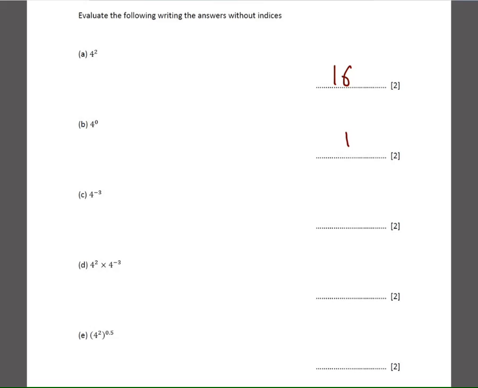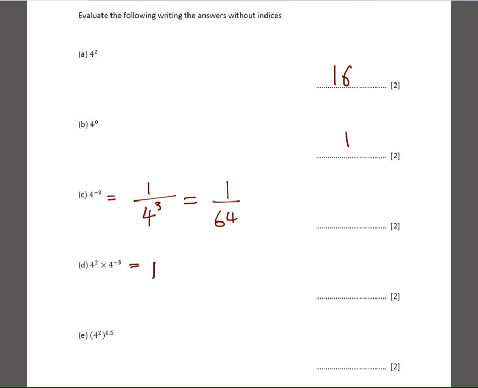4 squared, 4 times 4 is 16. 4 to the power of 0, well, anything to the power of 0 is 1. 4 to the power of minus 3, well, the negative indice there means you take the reciprocal, so it's really 1 over 4 cubed. 1 over 4 cubed is 1 over 4 times 4 times 4, which is 1 over 64.